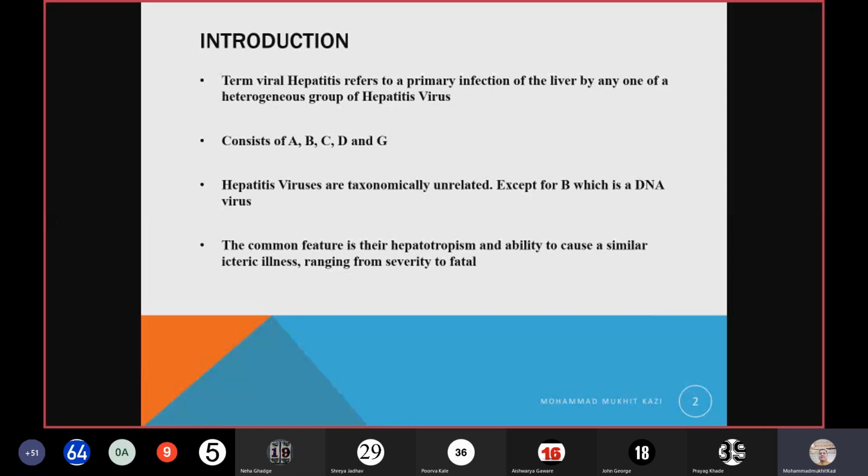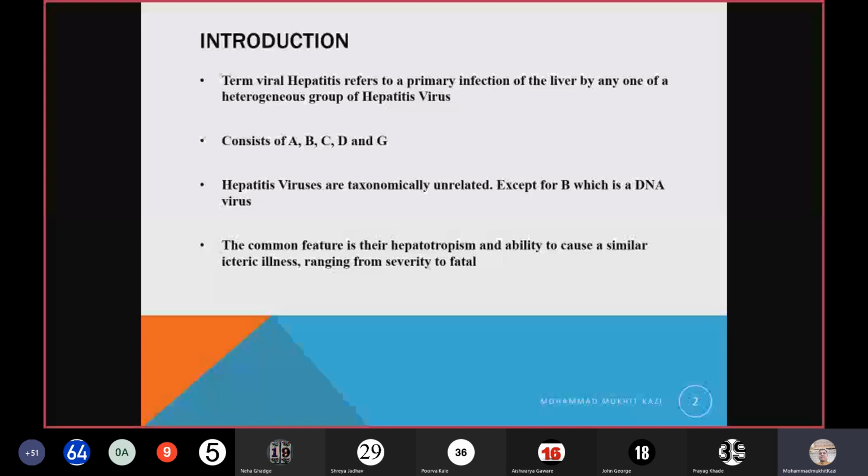Hepatitis viruses are taxonomically unrelated. It means that they are not similar in structure, except that B is a DNA virus, and the rest of them are RNA viruses. So A, B, C, D, G are taxonomically unrelated, but only B is a DNA virus. We have seen this in the general properties of viruses. Viruses are classified on the basis of the presence of RNA or DNA. So except hepatitis B, all others are RNA viruses, and hepatitis B is the DNA virus.